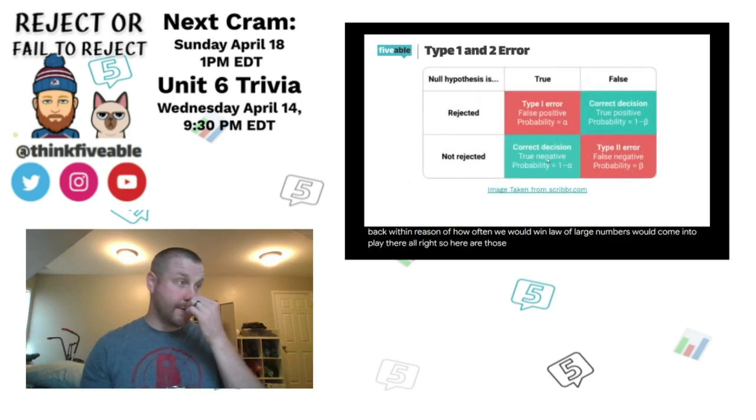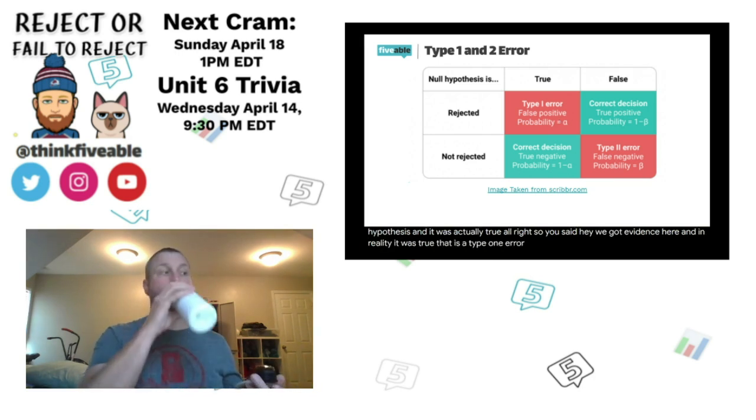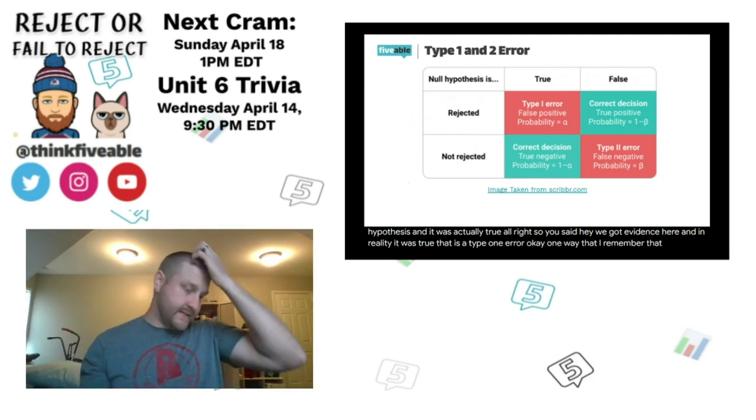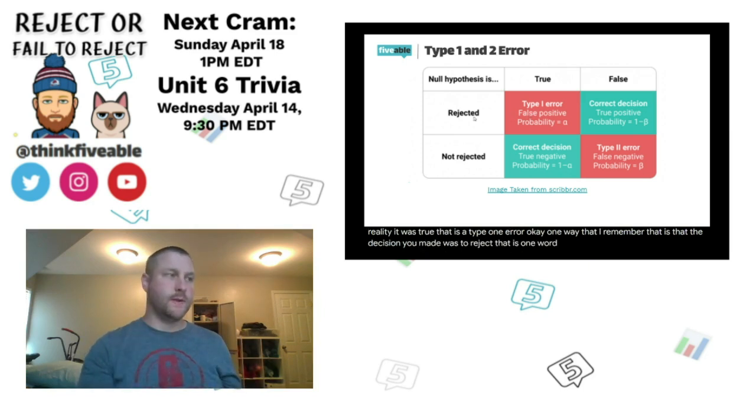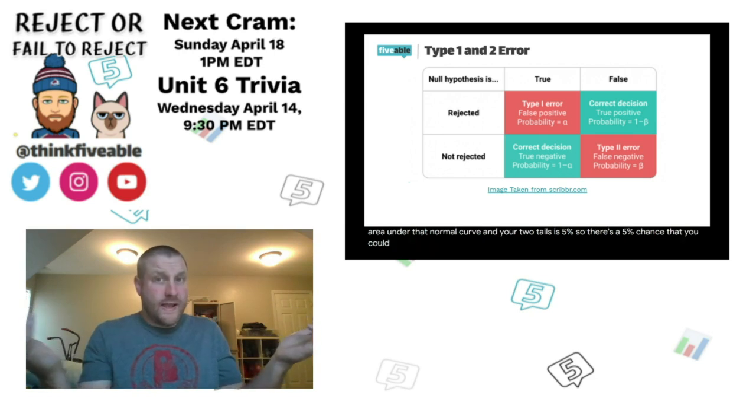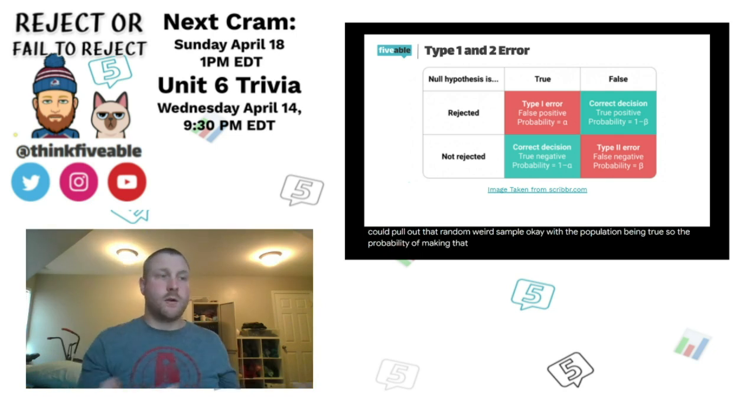All right, so here are those two types of errors. If you reject your null hypothesis and it was actually true, so you said, hey, we got evidence here, and in reality it was true, that is a type 1 error. The one way that I remember that is that the decision you made was to reject. That is one word. Therefore, it is a type 1 error. And the probability of making that error is sigma. That's your significance level. The area under that normal curve in your two tails is 5%. So there's a 5% chance that you could pull out that random weird sample with the population being true. So the probability of making that error is 5%.